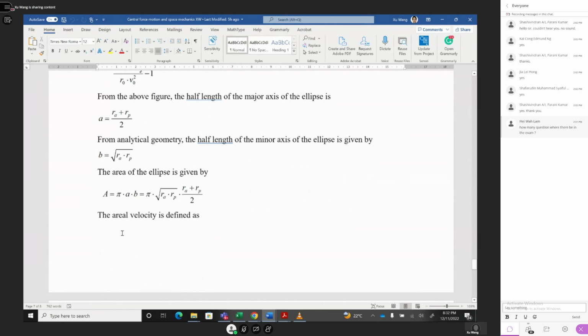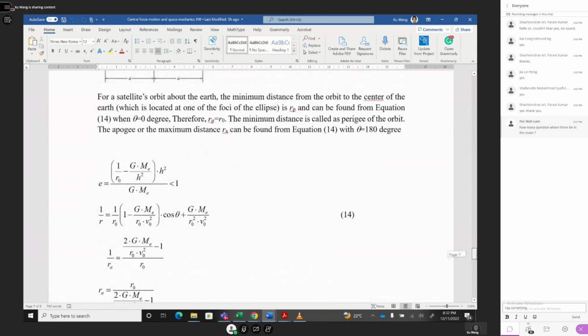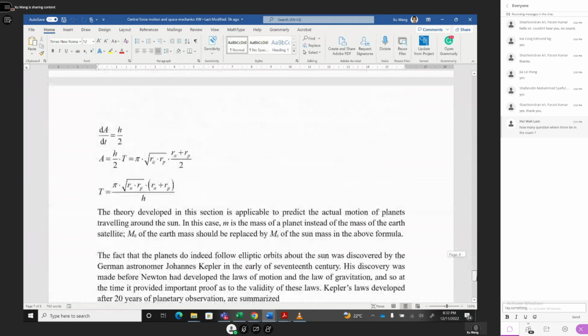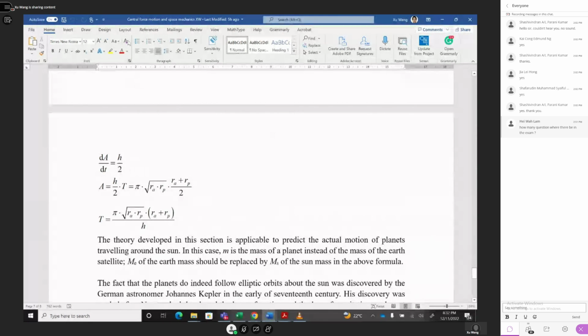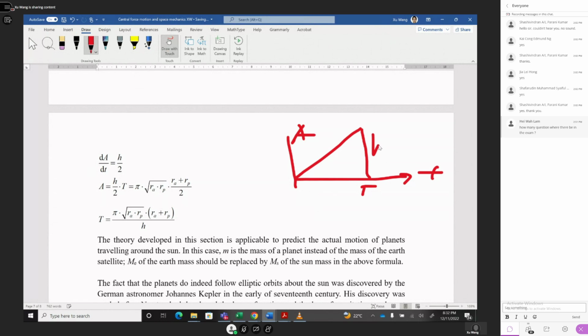Okay, and then for the area velocity dA/dt, you can prove dA/dt should be equal to half of h. You can write it this way: this is your A, and this is your time axis t. So you have a constant slope, and this should be h. This should be your t. Okay, this should be your h.